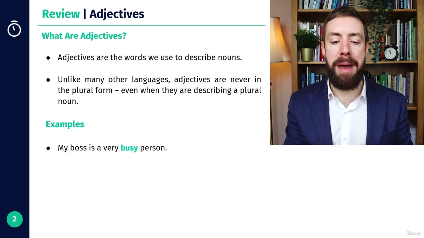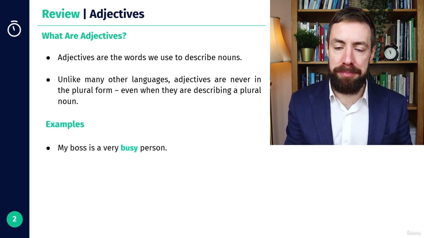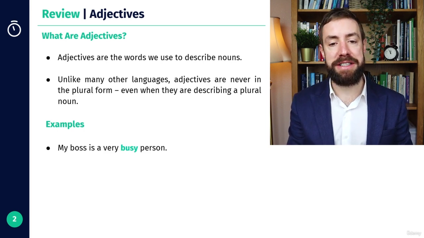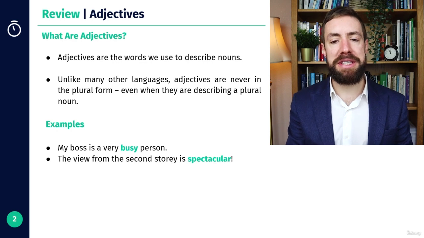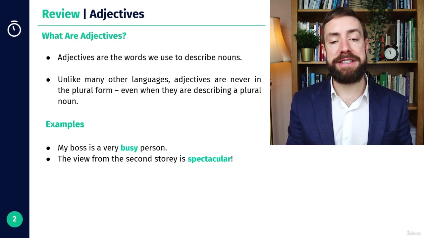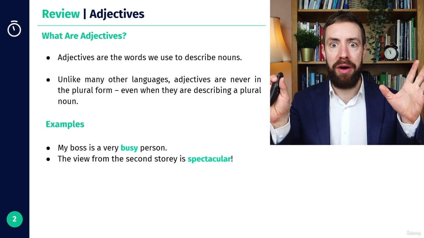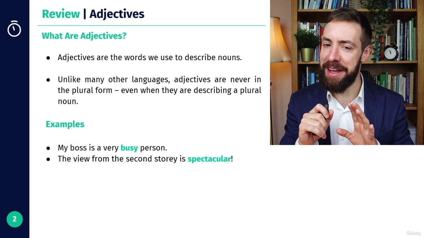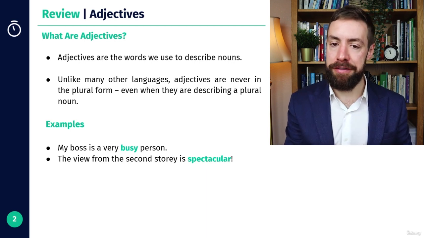Some examples. My boss is a very busy person. So the noun is person and the adjective is busy. The view from the second story is spectacular. So the adjective is spectacular. It means like, wow, amazing. The noun is which one? What do you think? The noun here is view.